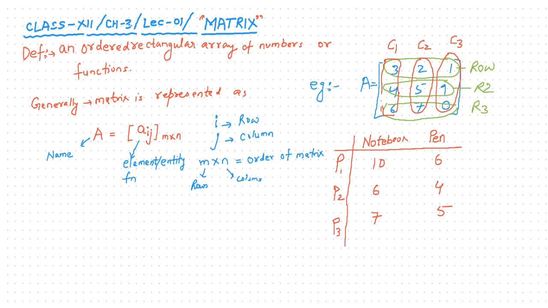That means 10 and 6 is the data that belongs to person 1, and 6 and 4 is the data that belongs to person 2, and 7 and 5 is person 3. Similarly, if we write person 1's data directly as 10, 6, this is also a matrix notation. Here he knows that the first number is the number of notebooks and the second number is the number of pens. So it is understood to him.